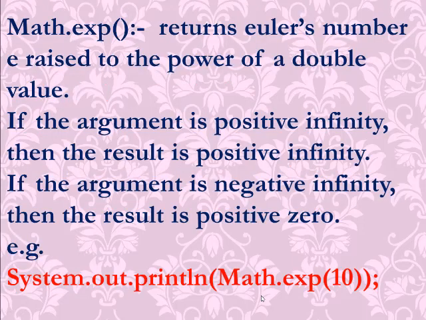Next is exp function. It returns the Euler's number e raised to the power of the given double value. And if you pass positive infinity, you will get positive infinity. If you pass negative infinity, you will get 0. So if you write System.out.println math.exp(10), you will get the value of exp 10.